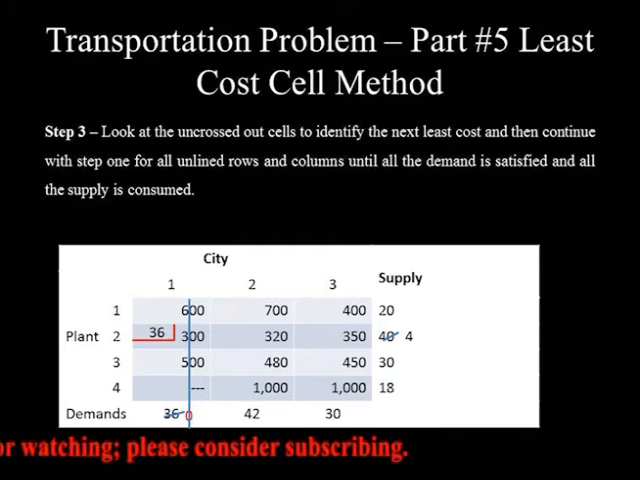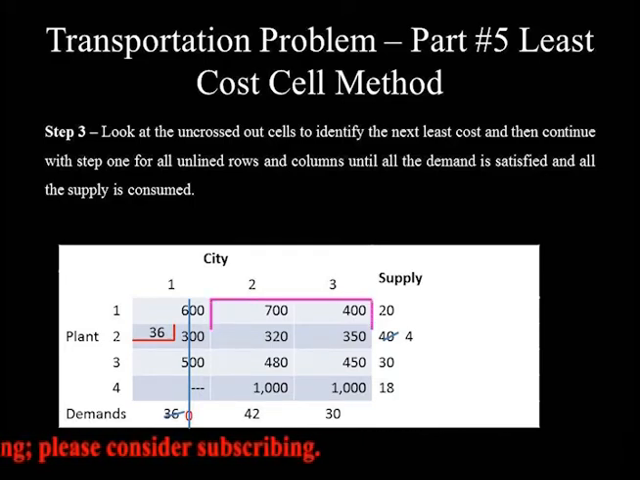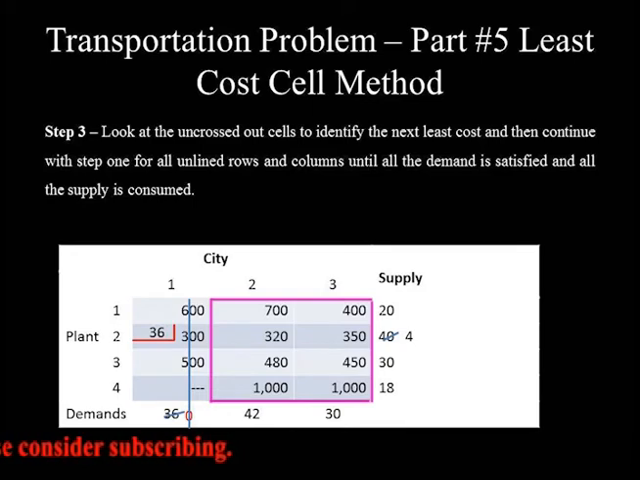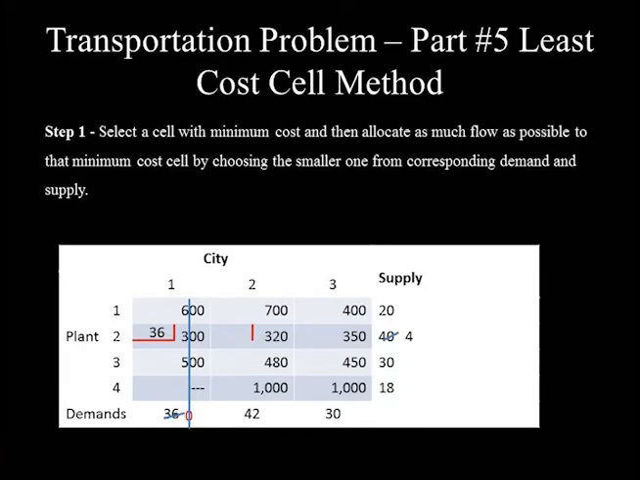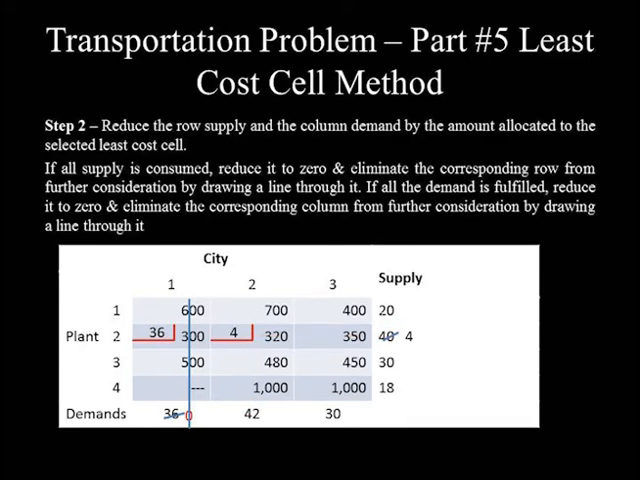We have to continue our allocation to the 8 undeleted cells until CT2 and CT3 demands are fulfilled and all supplies are consumed. The next least cost cell is 320 birr. From the corresponding demand and supply, the smaller one, that's 4, has to be allocated to this cell. Subtracting the allocated 4 from the corresponding demand and supply reduces plant 2 supply to 0 and CT2 demand to 38. Row 2 has to be deleted because all plant 2 supply is consumed.